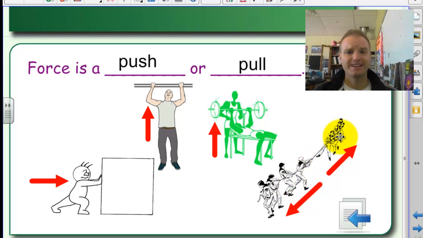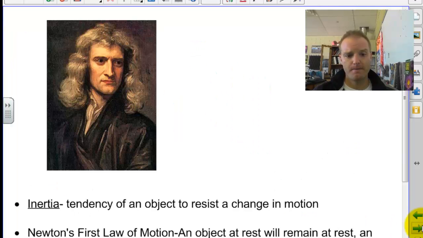These kids are still pulling. They're just not going anywhere, so it's a balanced force. Now, our next topic, guys, is going to be on our first law of motion, some Newtonian physics here.